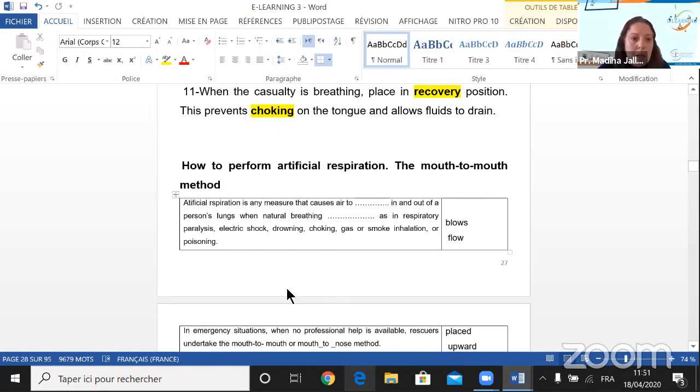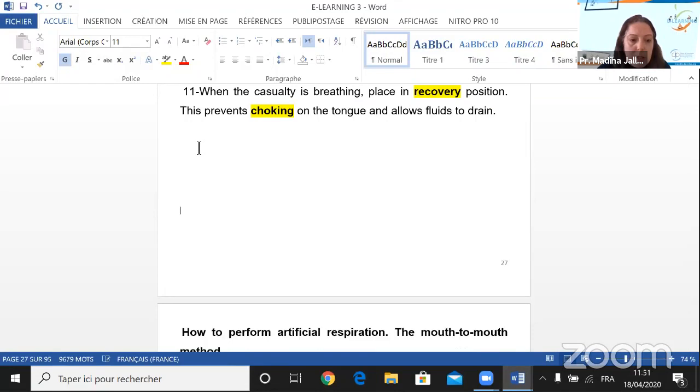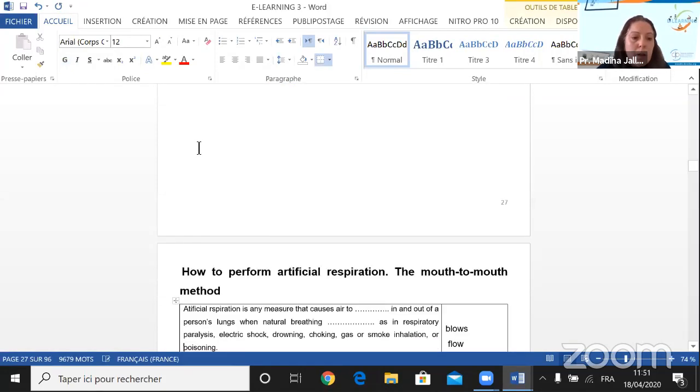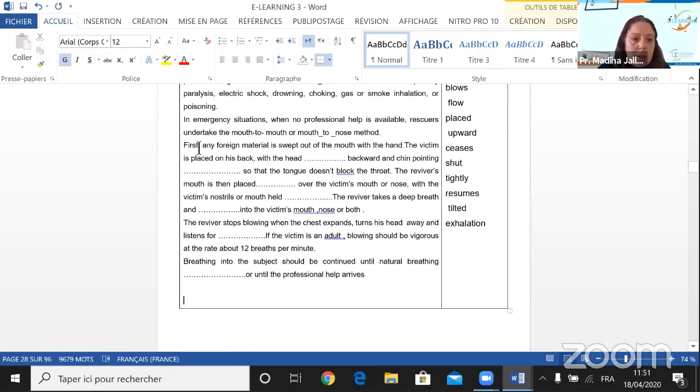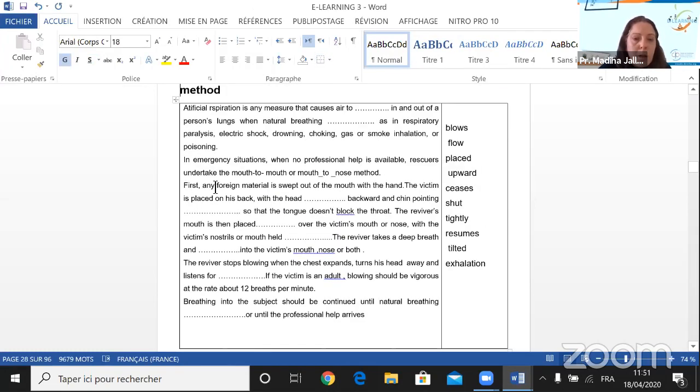Okay, nice. One more exercise about artificial respiration. Let's do it quickly. It's a gap filling exercise. Let's make it clear for you. It is similar to the first one, but it's a gap filling exercise. So here you have the missing words: blows, flow, placed, upward, seizes, shut, tightly, resumes, tilted, and exhalation.